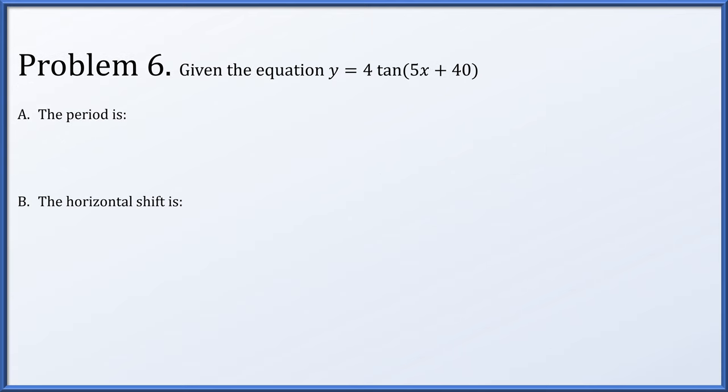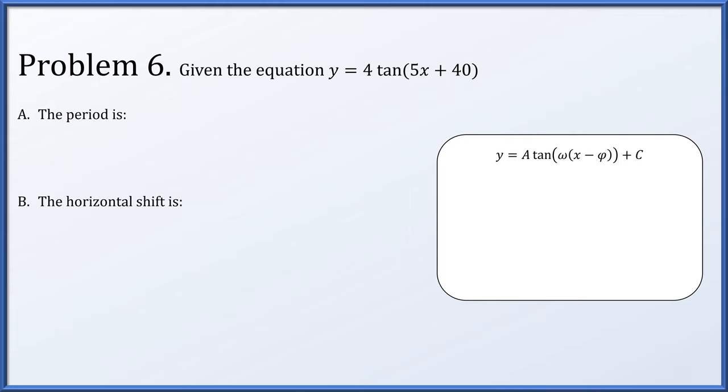So given the equation y equals 4 times the tangent of 5x plus 40, we're asked to solve for the period and the horizontal shift. So much like when we had sines or cosines, if you have a function a times the tangent of omega times x minus phi plus c, where omega is presumed to be positive, then the median value is c.